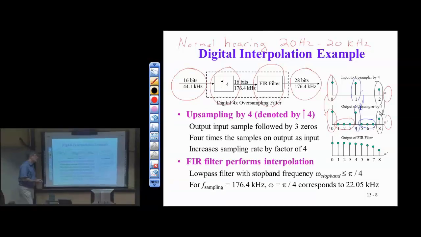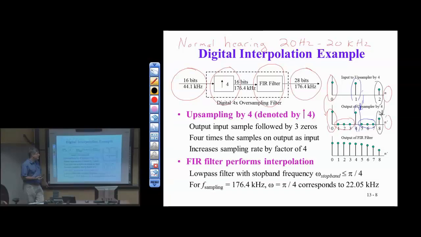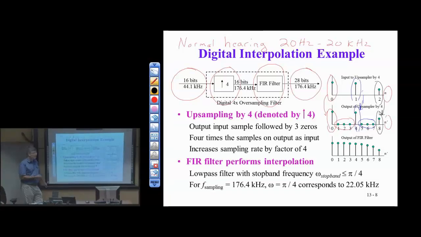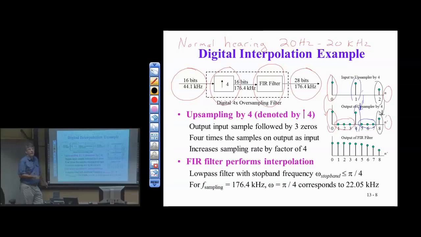So the good news is we're increasing the sampling rate by a factor of 4. The bad news is we've just inserted a bunch of zeros because we have no idea what was there, per se. I mean, we will have some idea in the next step. But the upsampler has no idea what was there. It just blindly inserts zeros. Okay?